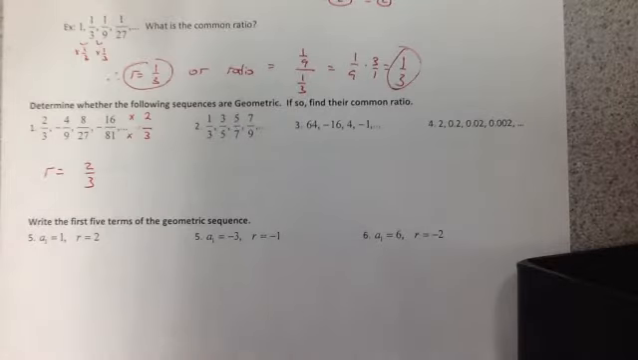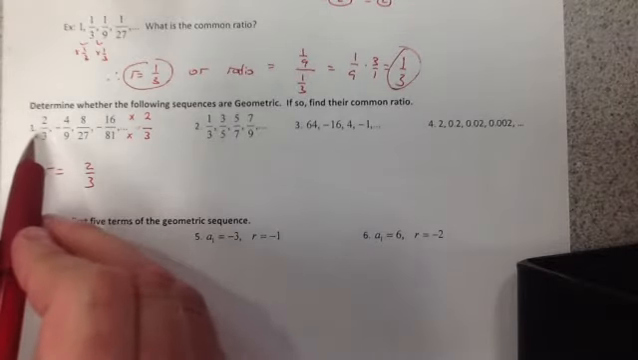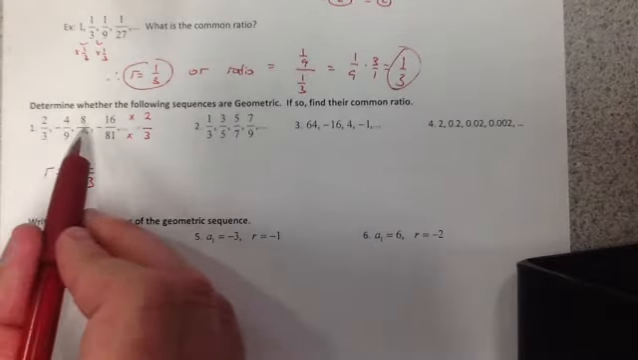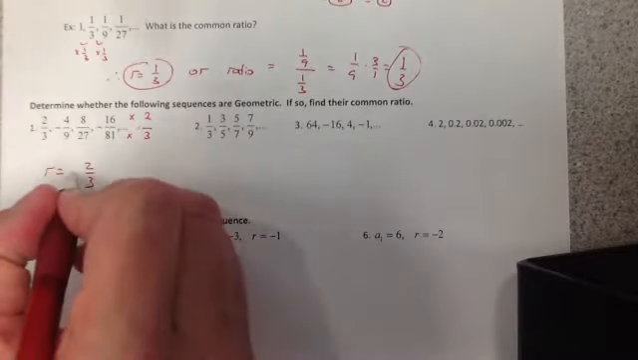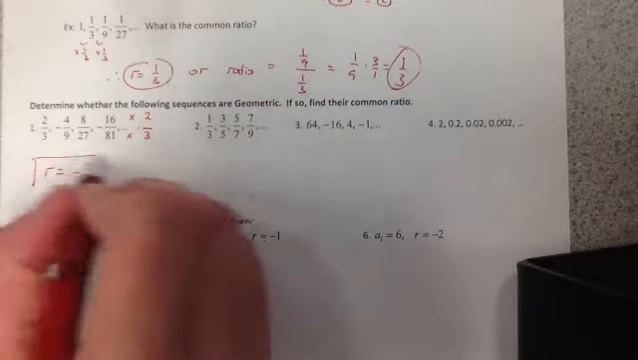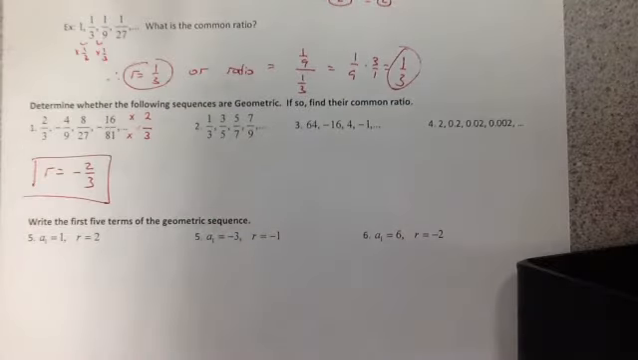Very easy to do. But notice, what happens to the signs? Positive, negative, positive, negative. They're alternating, so our R here is actually a negative 2/3. And we'll talk more about that in just a few moments.